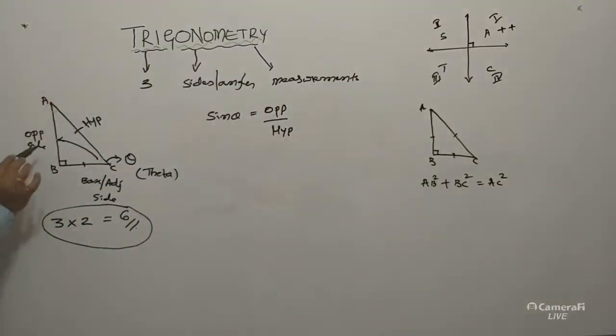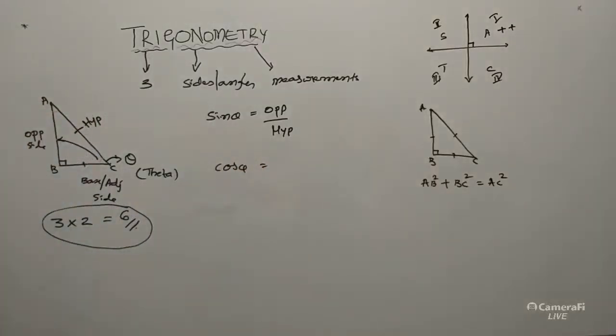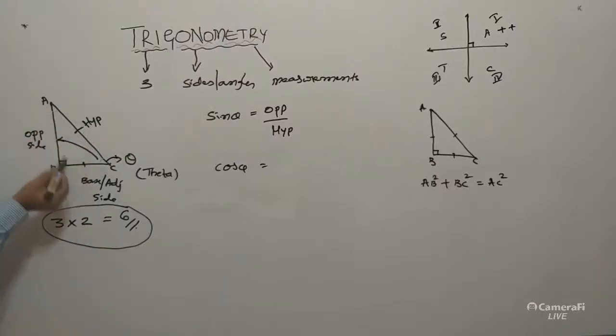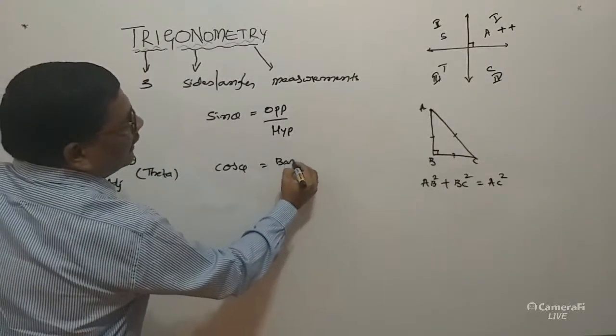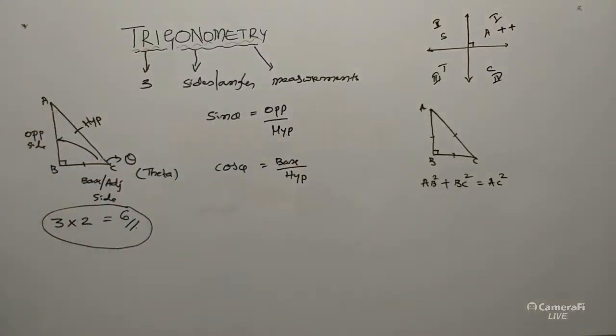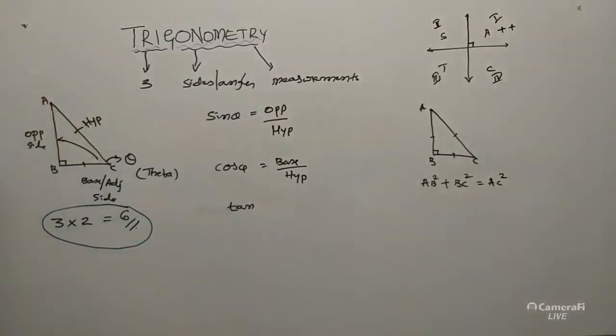The sine of angle theta is given by the opposite side divided by the hypotenuse. Similarly, another mathematician introduced the trigonometric ratio cos theta. Cos theta is another ratio of the sides of the triangle, that is the base by the hypotenuse, or you can say the adjacent by the hypotenuse. So slowly all the trigonometric ratios in the right angle triangle were introduced by Edmund Gunter.